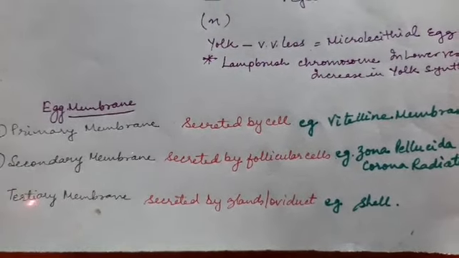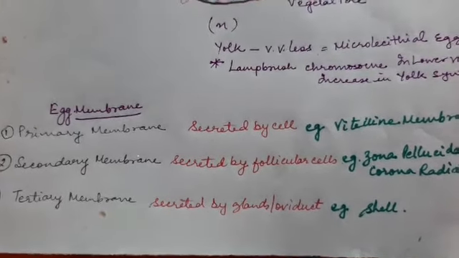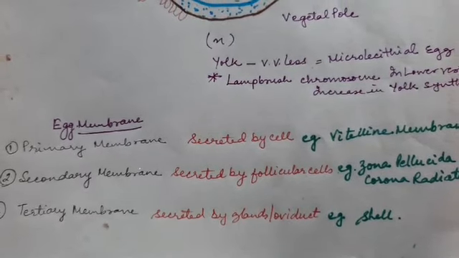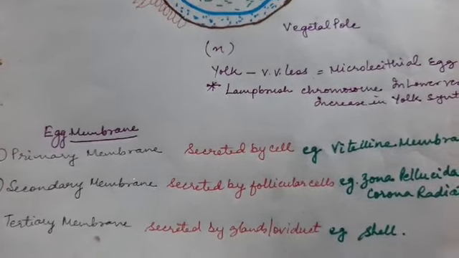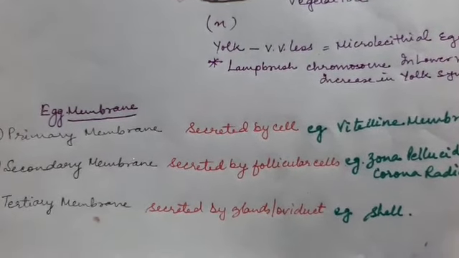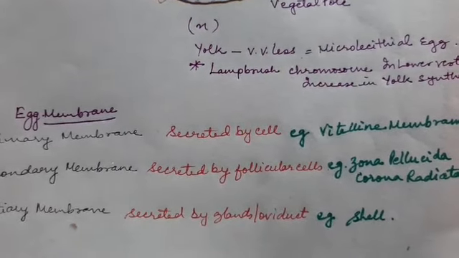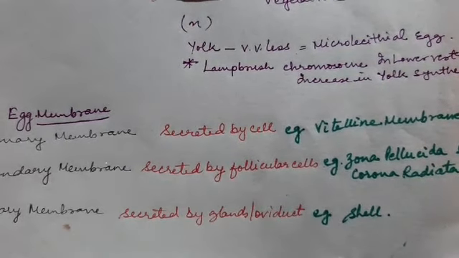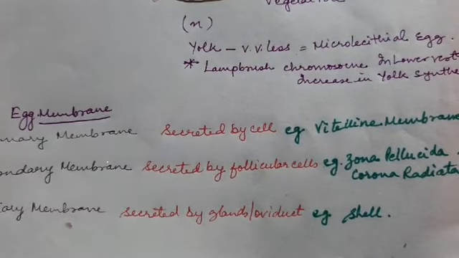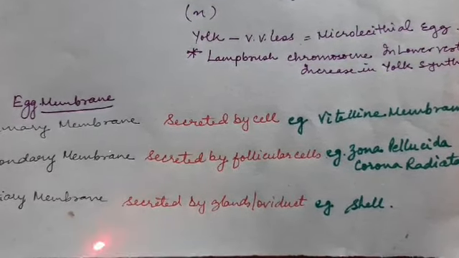And the third category is the tertiary membrane. They are secreted by certain glands, especially in the oviduct, and the example over here is the shell. Now we see many eggs which have shells around them. The shell is secreted by glands. We also call it the shell gland, which is towards the end of the oviduct, and it is the outer protective layer. This is how the egg membranes are classified into three categories: primary, secondary and tertiary membrane.